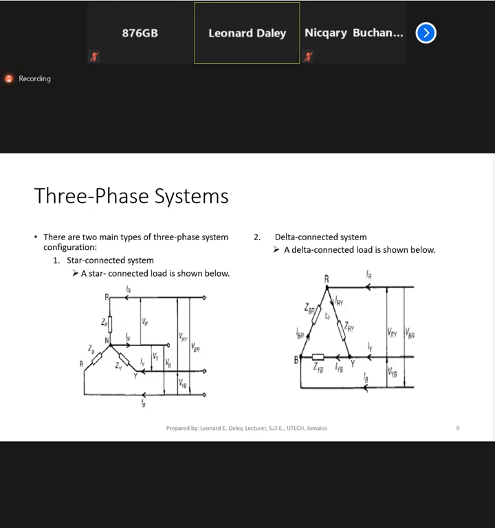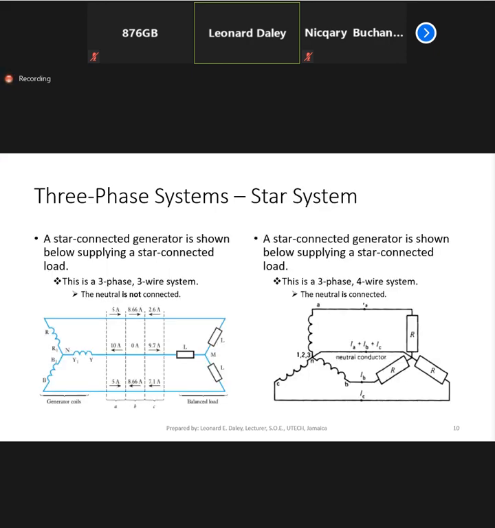And on the right here, we have a delta connected system. You can see it basically has a triangular orientation. The delta is also called a mesh system. So you may read something and see a mesh circuit. They're actually talking about the delta system. The three-phase mesh system is the delta. All right, so we will focus today mainly on the star system.